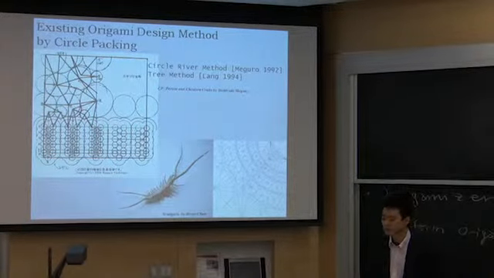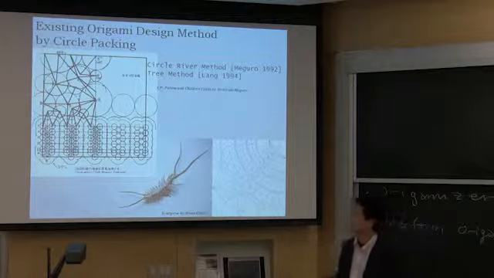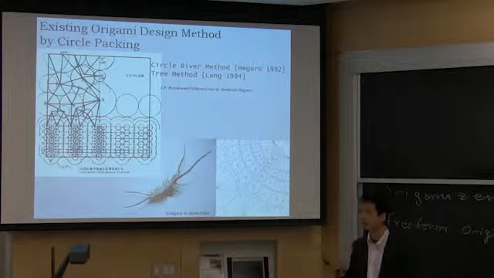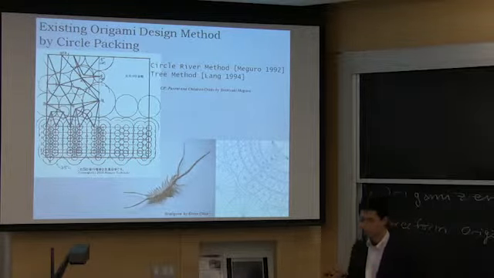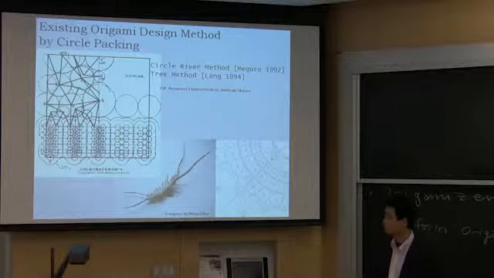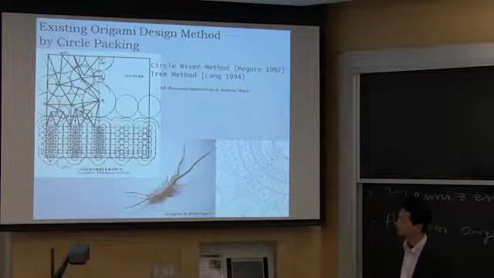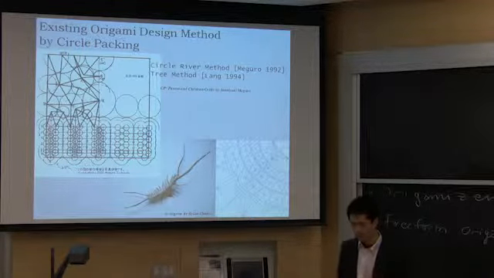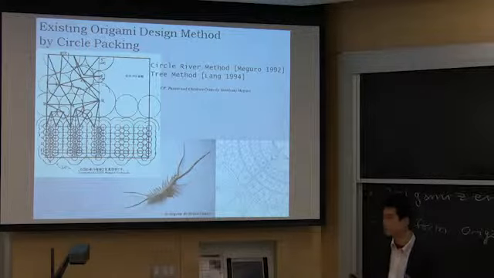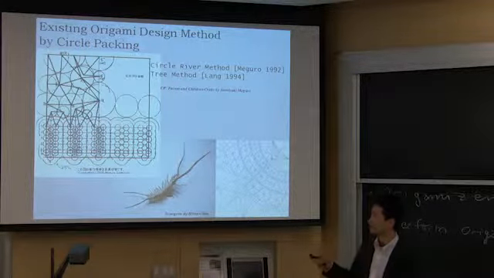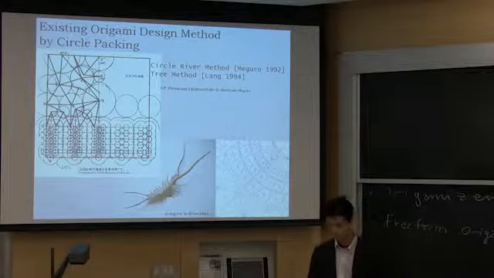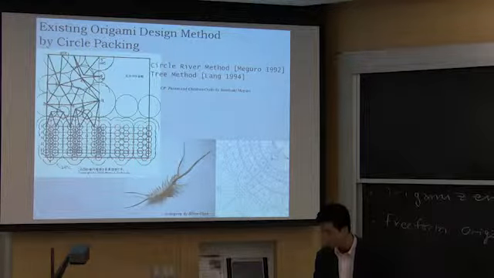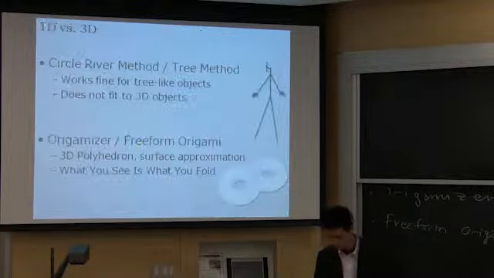So it's about origami design. This is my oldest work as research. We had the tree method, or circle-river packing method, developed by Meguro and Lang, which uses a tree figure, a stick figure, for representing the model, and designs it by packing circles and rivers. I think Jason has talked about that in the class. So this is an existing method for origami design.